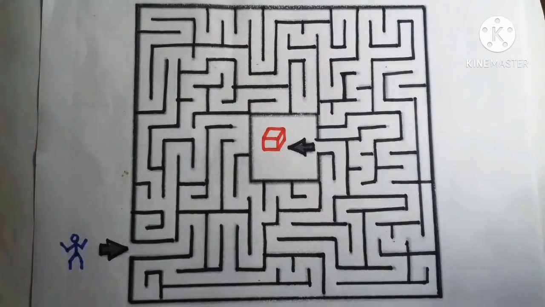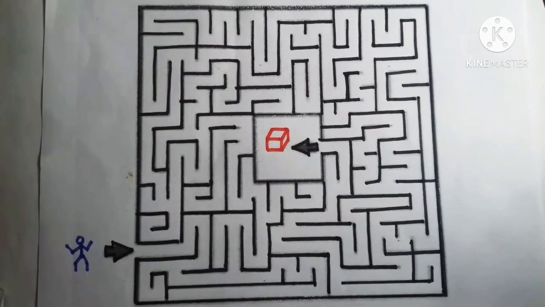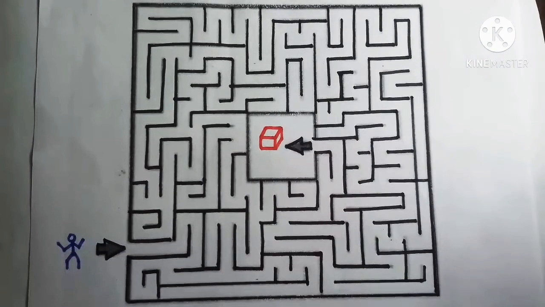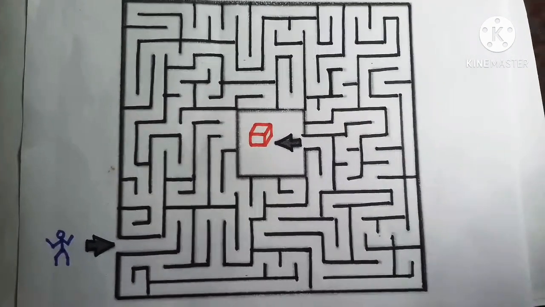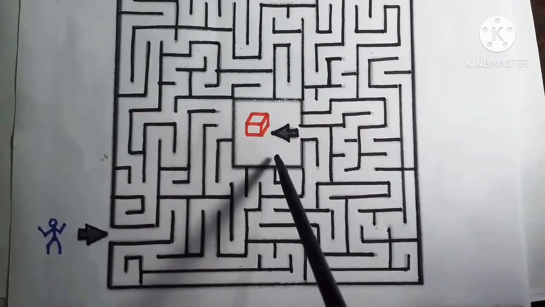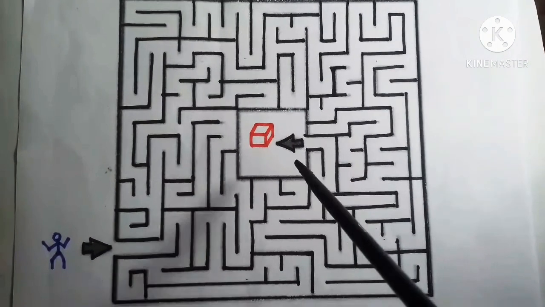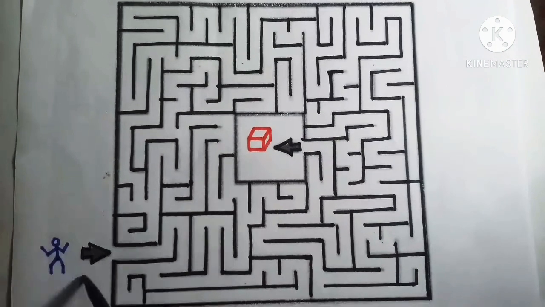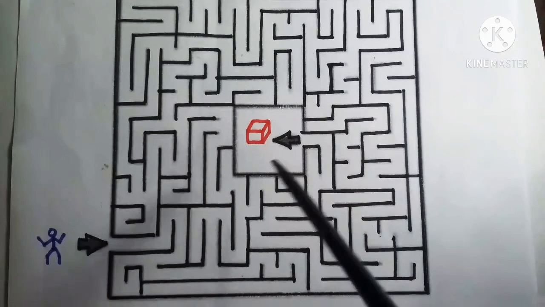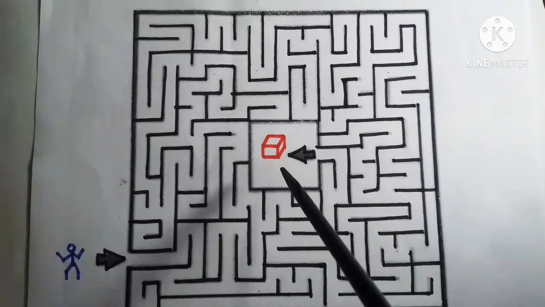This is a funny puzzle picture. Carefully watch the picture and you can see that here is a man and here one treasure is there. So can you please tell in which way this man can reach to this treasure box? You have to try out, you have to find out the way, which way the man will reach to the treasure box. Please try. I will tell the answer very shortly.